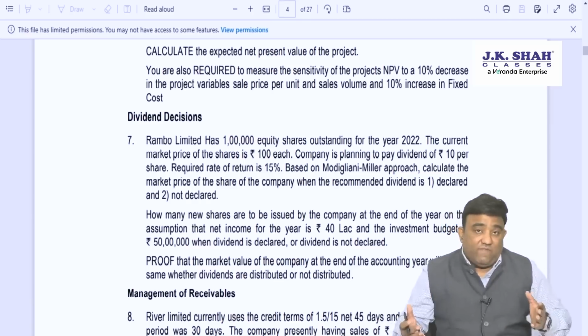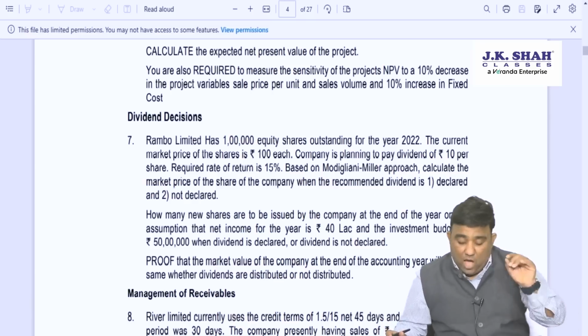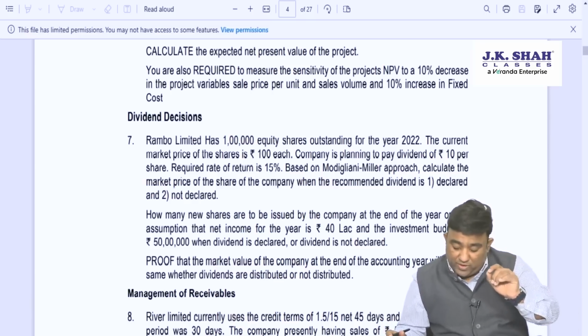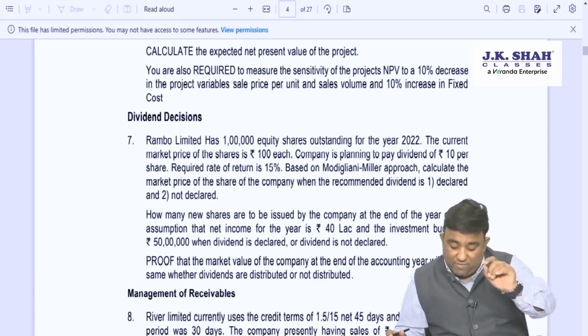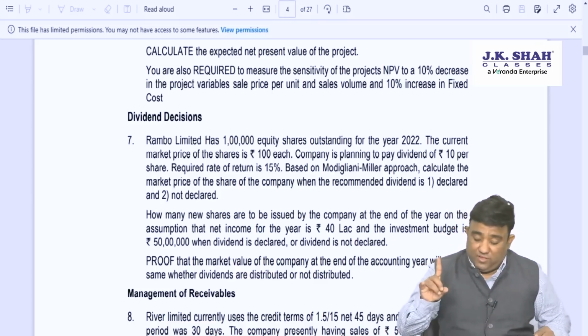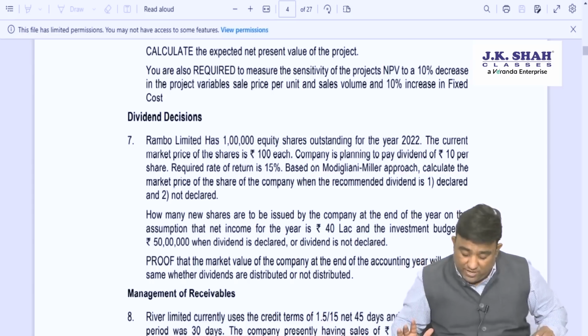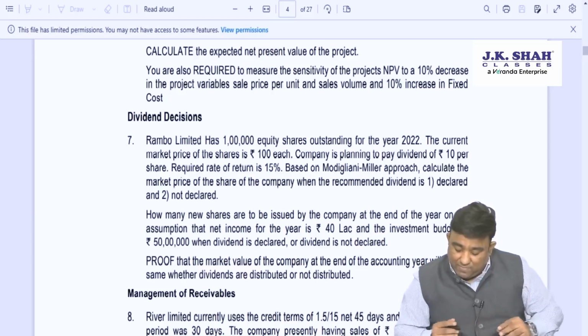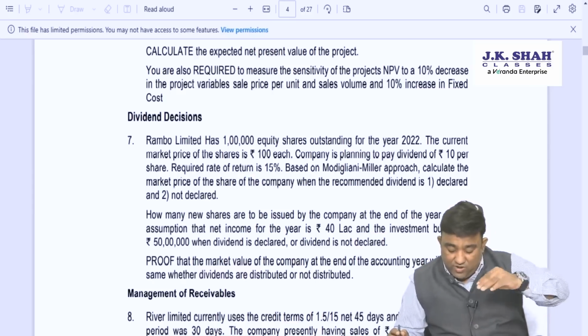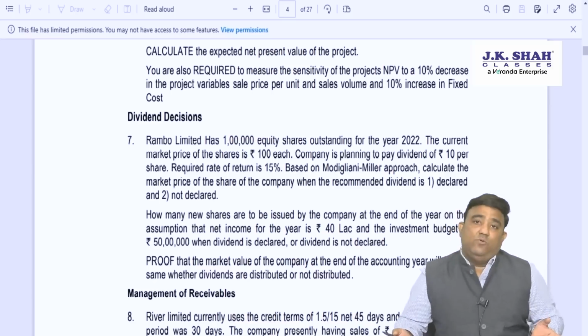Because it considers whether dividend is declared or not declared, it does not make a difference to the valuation of the firm. How many new shares are to be issued by the company at the end of the year, on the assumption that net income of the year is 40 lakh and investment budget is 50 lakh, when dividend is declared or not declared? Meaning that my first answer is, we need to compute the market price. Thereafter, the number of shares to be issued in the market. And third, prove that the market price of the company at the end of the accounting year will remain the same whether dividends are distributed or not distributed.